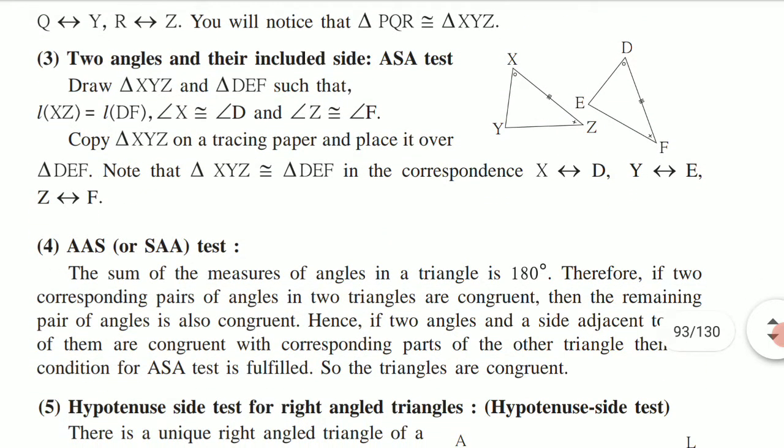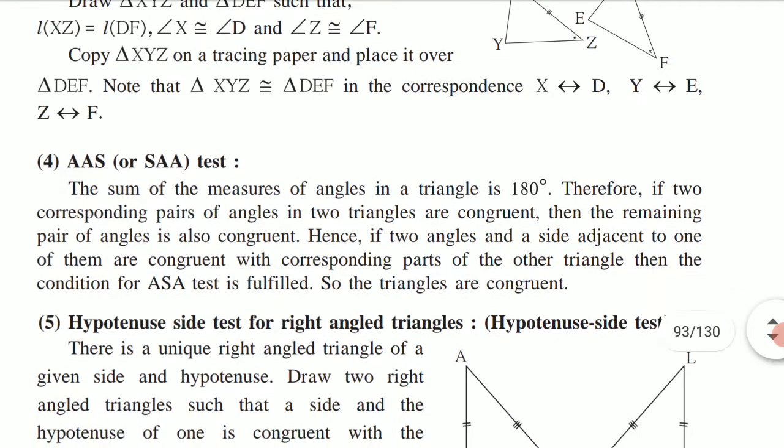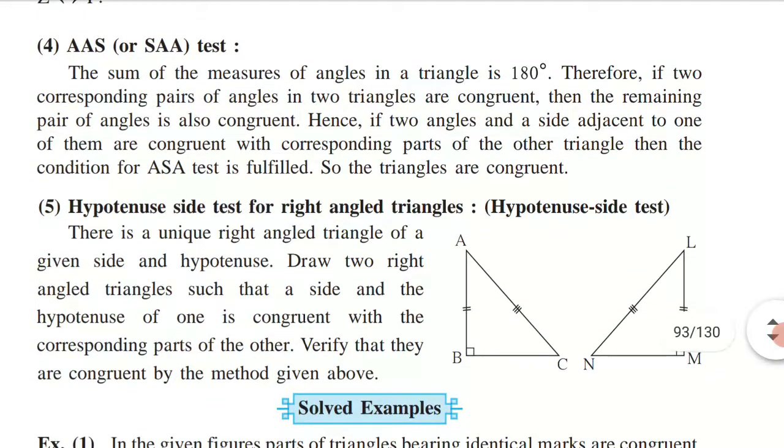Two angles and their included side, the ASA test. Draw triangle XYZ and triangle DEF such that length of side XZ is equal to length of side DF, angle X is congruent with angle D, and angle Z is congruent with angle F. Copy triangle XYZ on a tracing paper and place it over triangle DEF. Note that triangle XYZ is congruent with triangle DEF in the correspondence X to D, Y to E, Z to F.